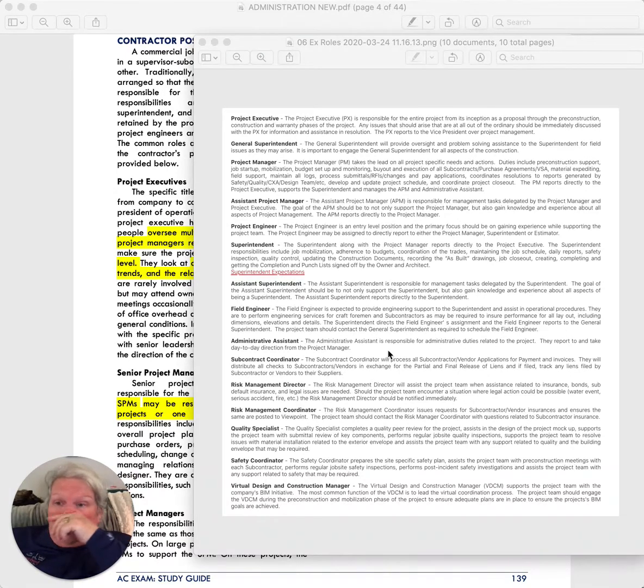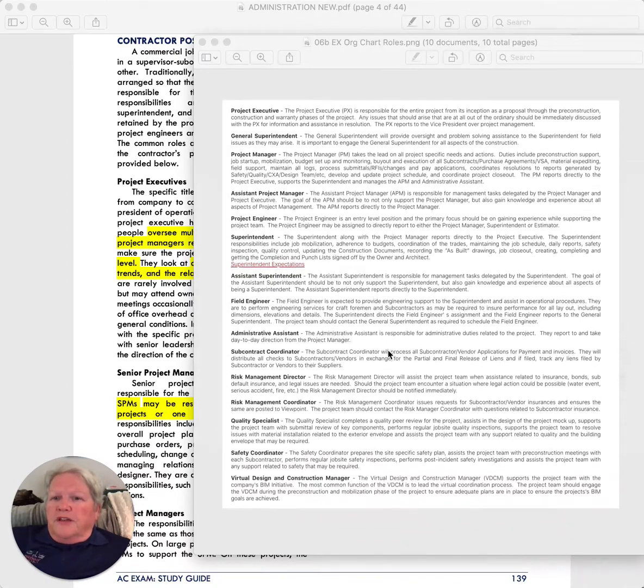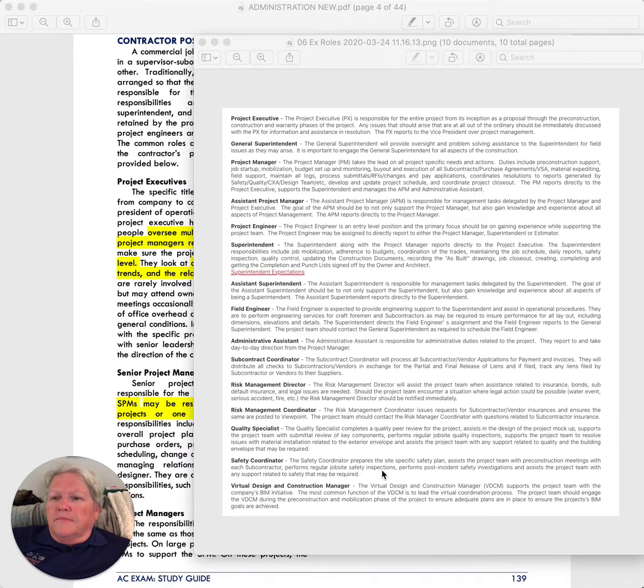Administrative assistant is someone who helps you get the contracts written and keeps all the document flow working properly. Subcontract coordinator is typically someone who is in accounting and helps to manage that sub and all the financial records that go with it. You've got safety coordinators who are responsible for the safety operations on a job site. On big jobs, you may have one, maybe even two per job site. But at minimum, you may have one safety coordinator on multiple jobs.